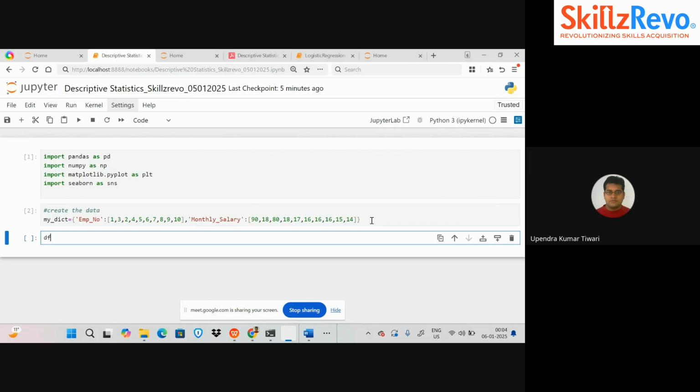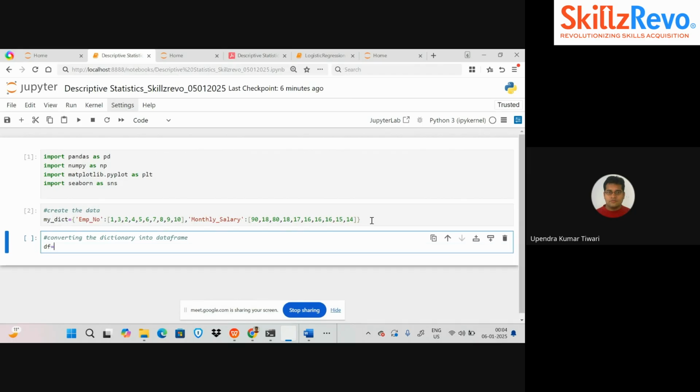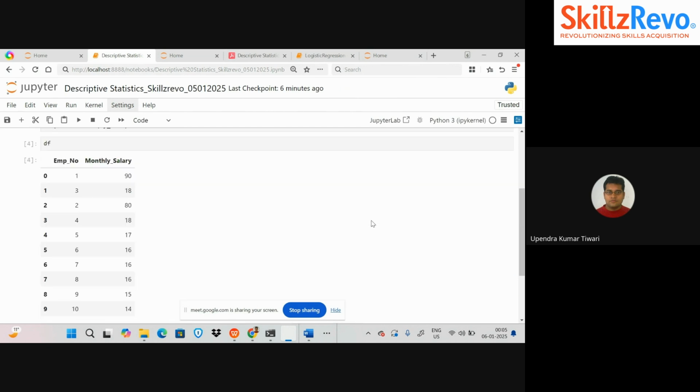Now I take a variable name as df. I'll simply take df equals pd.DataFrame, and here I'll be writing my underscore data. Now if I show you, see, we have converted this into data frame. Please do it everyone first so that I can move further.